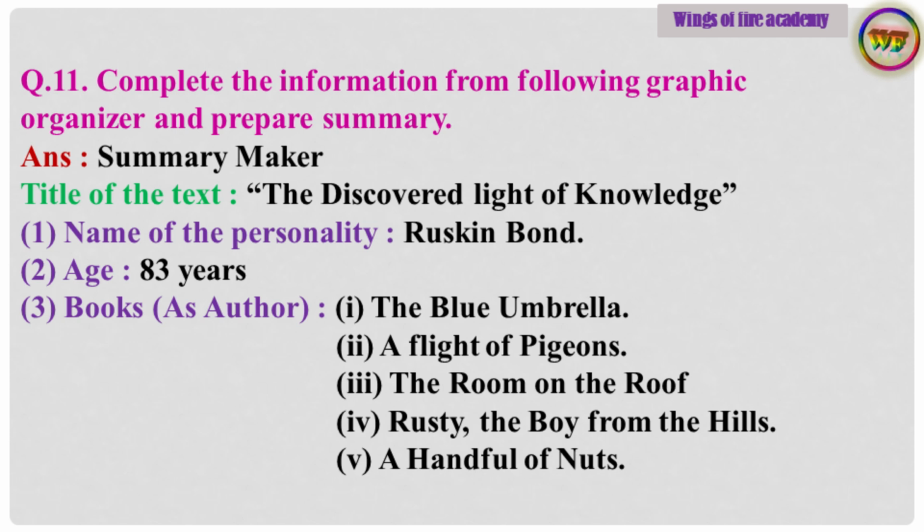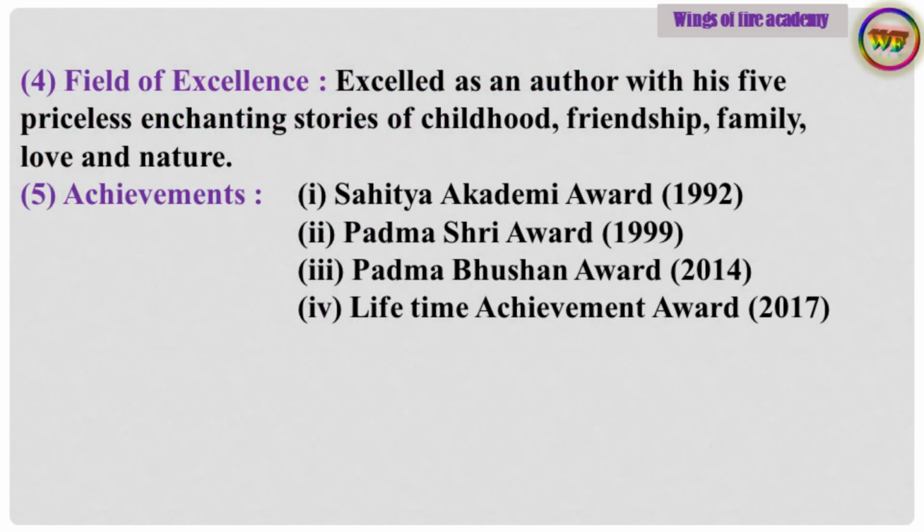Subpoint 1. The Blue Umbrella. Subpoint 2. A Flight of Pigeons. Subpoint 3. The Room on the Roof. Subpoint 4. Rusty, the Boy from the Hills. Subpoint 5. A Handful of Nuts. Point 4. Field of Excellence. Excelled as an author with his 5 priceless, enchanting stories of childhood, friendship, family, love and nature.